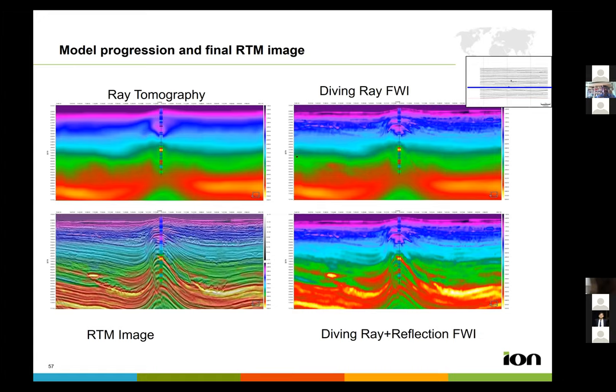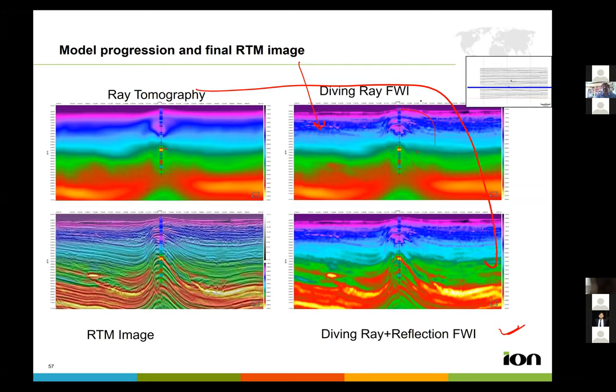You can see this is the ray tomography, just to reiterate some of the approaches that I was talking about. This is simple ray tomography. This is diving ray tomography, where we actually allow for diving rays. Between ray and diving ray, you can see that you're getting a lot more detail. And this is an RTM, and this is diving ray plus reflection FWI. So this goes like this: ray tomography, diving ray FWI, and diving ray plus reflection FWI.